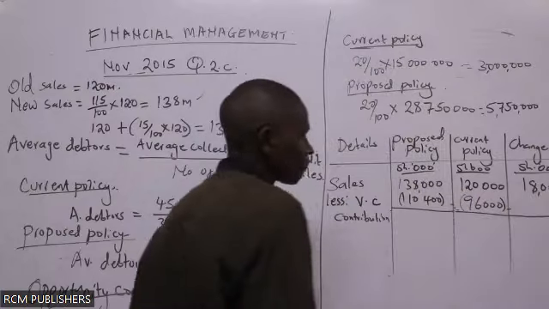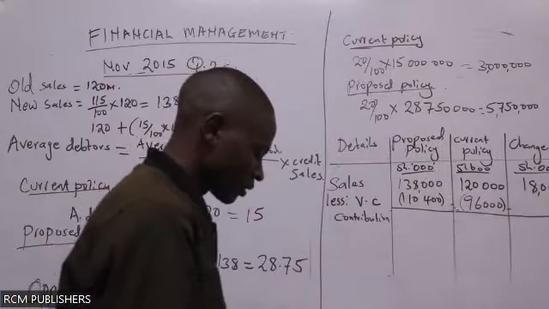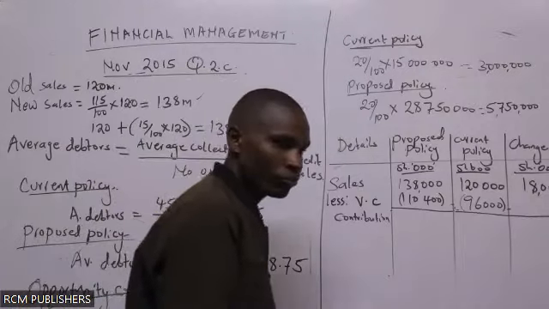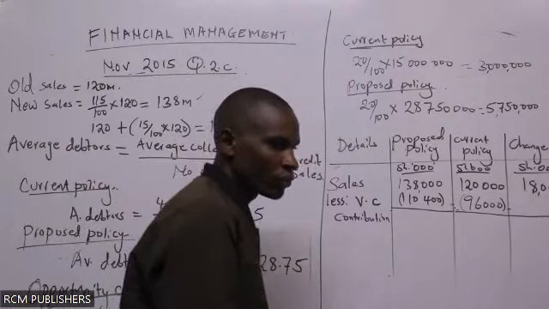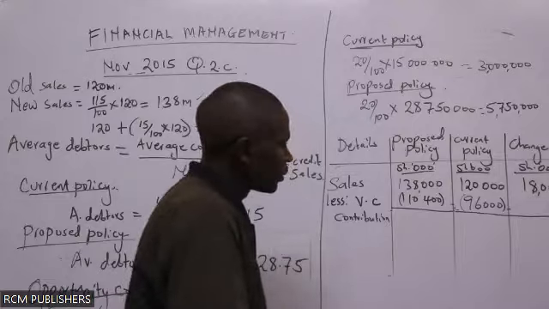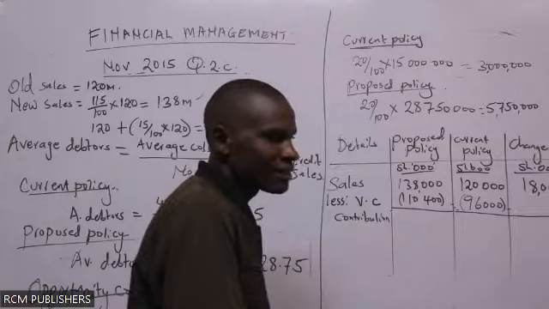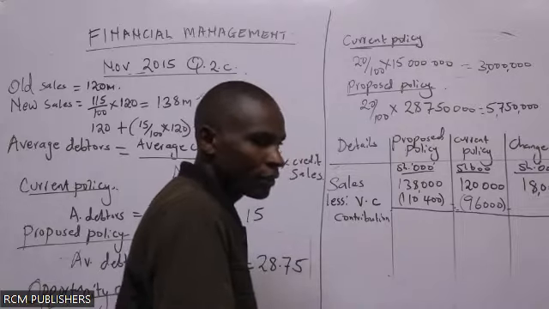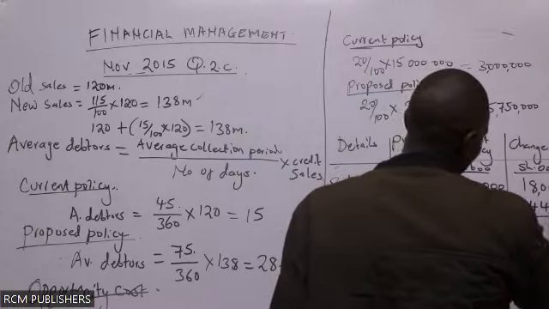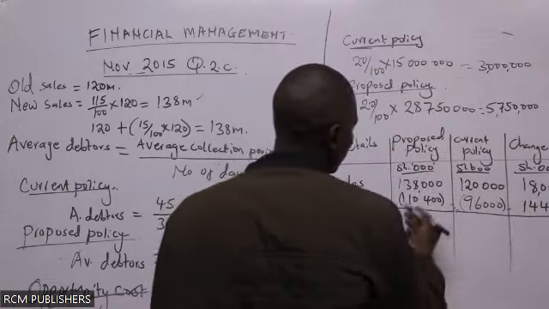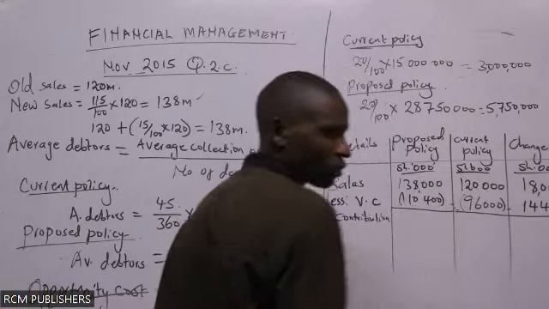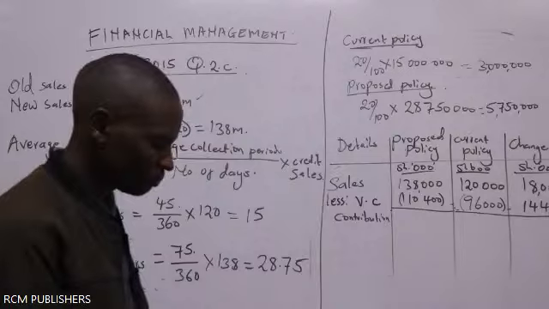Give me the change. 110 minus 96,000. Pata ngapi? 14,400. Give me the contribution. You less 138 minus 110,400. You get contribution.